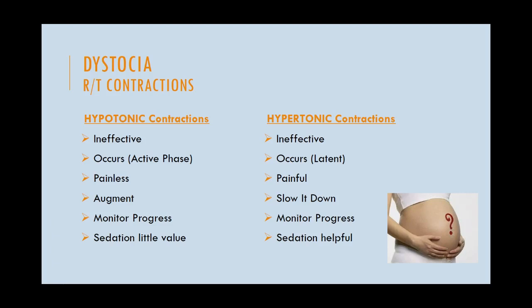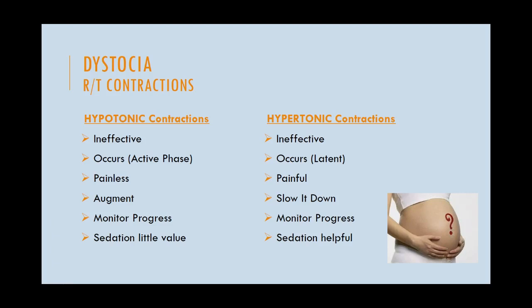Now, let's compare that with hypertonic contractions. With hypertonic contractions, they are also ineffective. They are too strong. They will affect things in a negative way. Usually these occur during the latent phase. They are very painful for mom, and what we have to do here is slow things down for her. So we may have to give her an LR bolus, or we may have to hit her up with some terbutaline, like I said earlier.